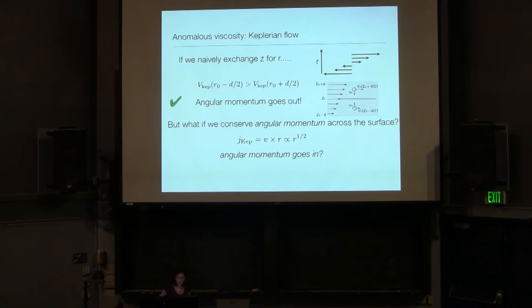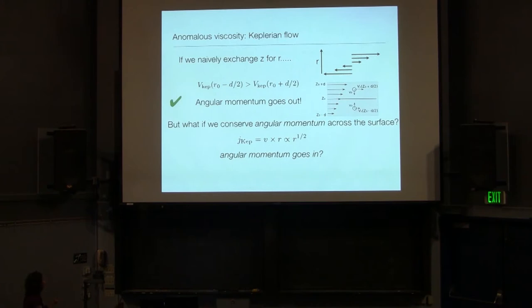But now let's look at a Keplerian flow a little bit more carefully and sort of naively exchange the z in that first diagram for radius in a Keplerian disk. So, right, if I put myself at some location in a Keplerian disk, on one side of me the flow is going to move in one direction, the other side is going to move in the other direction. So that's this change that you're making here.